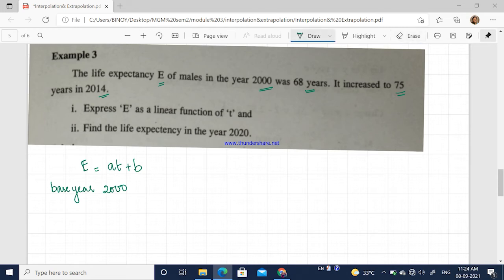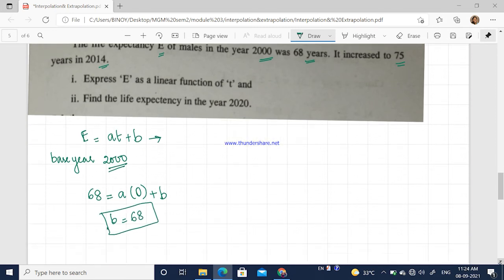Now we are going to substitute this in the linear function. Since we consider the base year as 2000, the life expectancy in 2000 is 68. So 68 is equal to A times the time period, which starts from 2000, so T is given as 0, plus B, since we don't know the value of B. So the B value is 68.